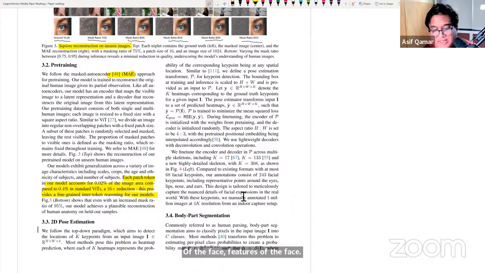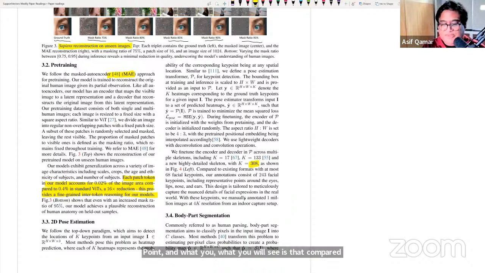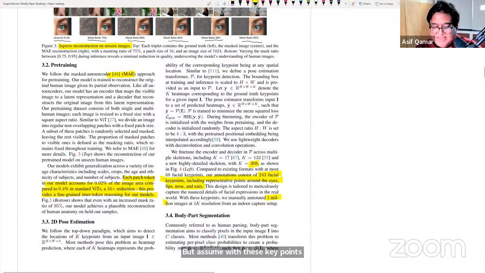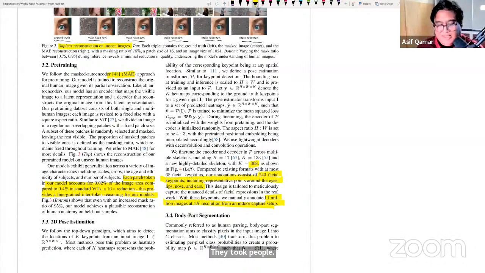So these people have taken a fairly large number of points. And what you will see is that compared to existing formats, which use at most 68 facial key points, our annotations consist of 243 features. So when they were training a pose estimation model, they actually annotated this highly. Now the question is, how do you have somebody sit and make those markings, annotations in an image, especially if you have to fine tune a model? They use a synthetic generation process, which we will not go into. But assume with these key points, we manually annotated 1 million images at 4K resolution from an indoor capture system. So they took people and had them move around, and they took lots and lots of pictures.